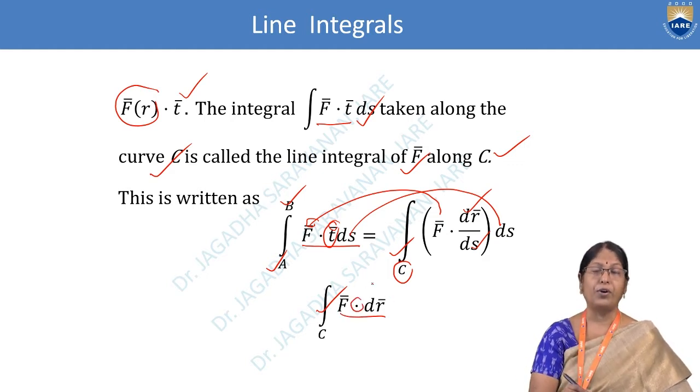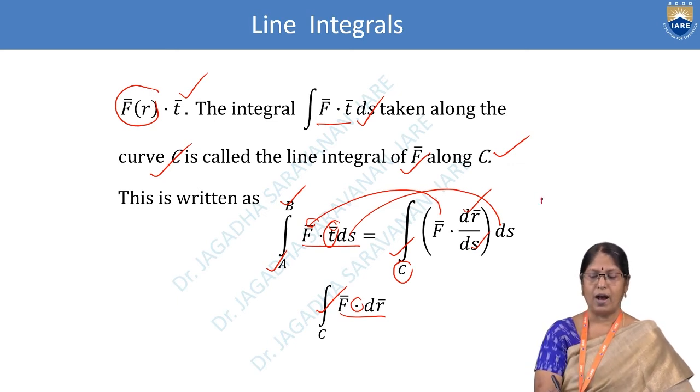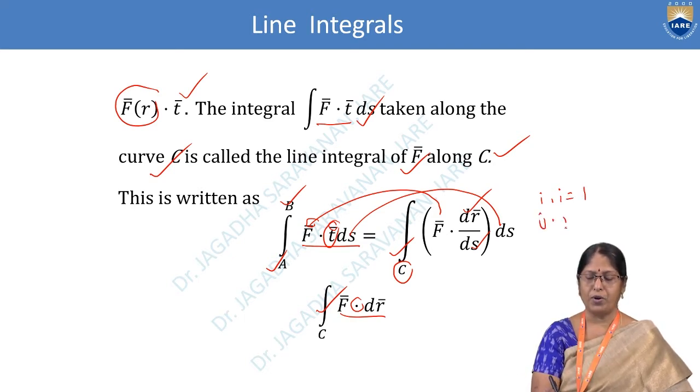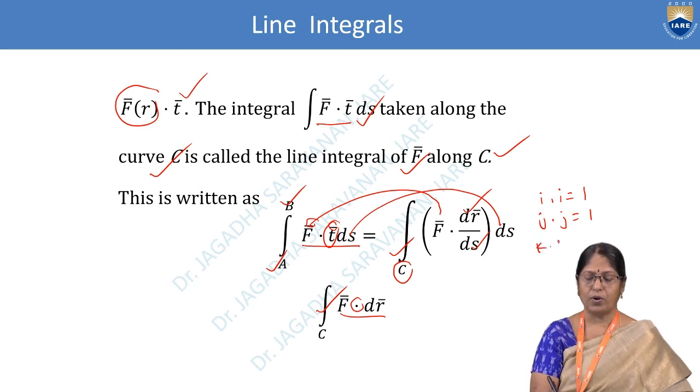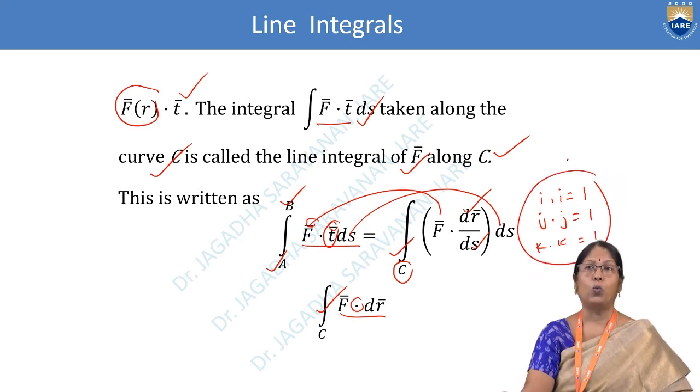This is the dot product. In the dot product, i dot i equals 1, j dot j equals 1, and k dot k equals 1. We have to keep this in mind while solving the problems.